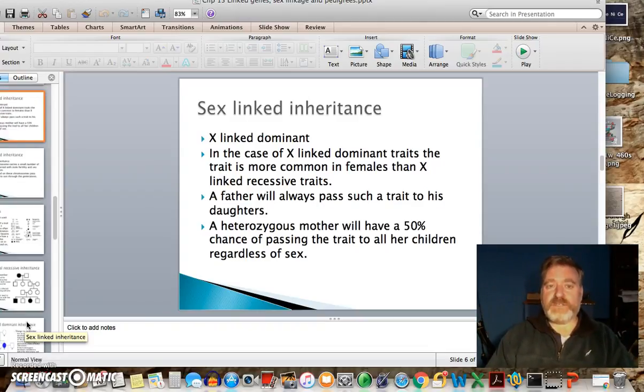So, X-linked dominant, one of the sex-linked inheritance traits. Clearly, females only need one copy to show it. Males only need one copy to show it. Father will pass this trait to his daughters, which is a nice little clue. And a heterozygous mother will have a 50-50 chance of passing it to all of her children, regardless of their sex. There's little things you need to know when you're working out the exam pedigree. I'll do some pedigrees soon.